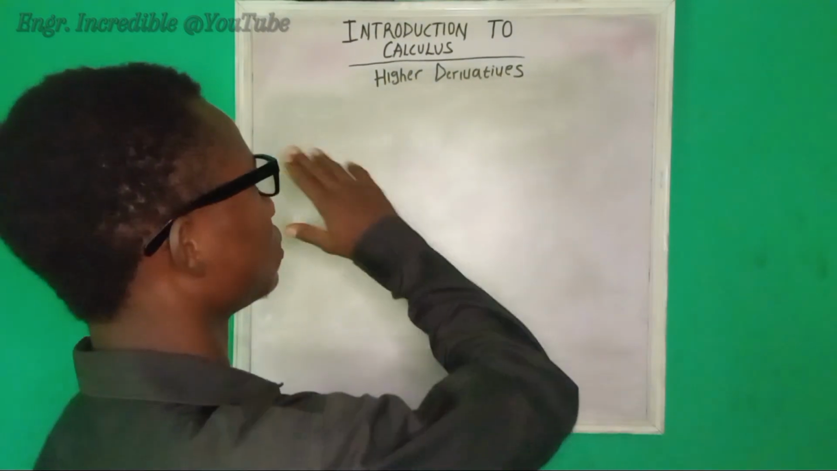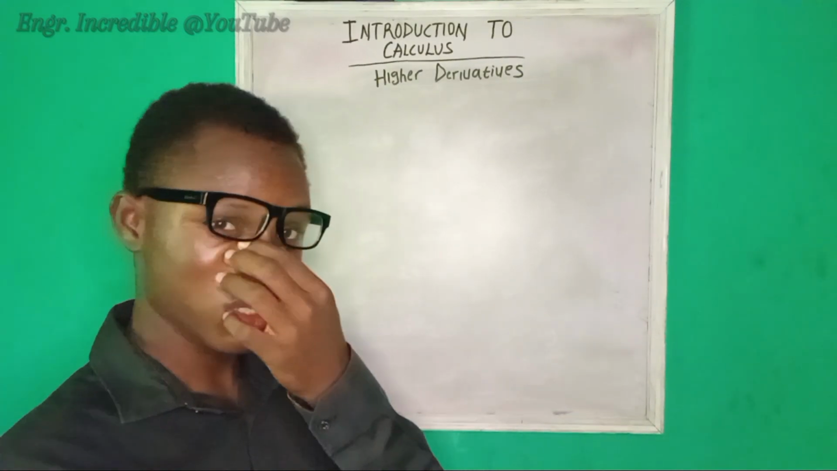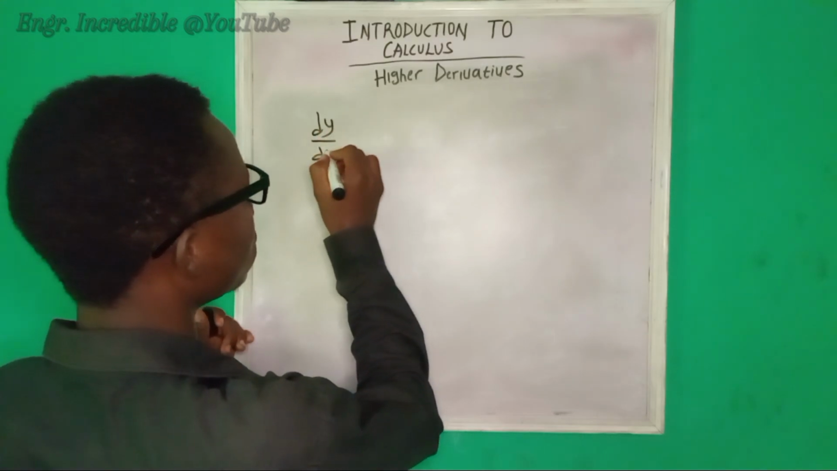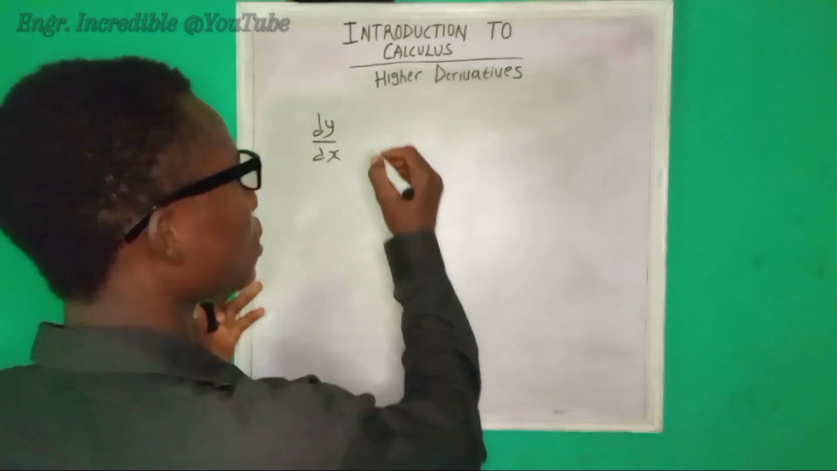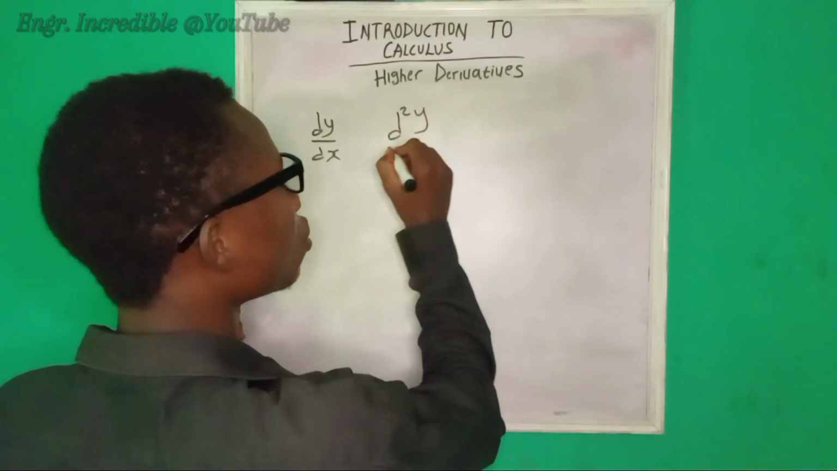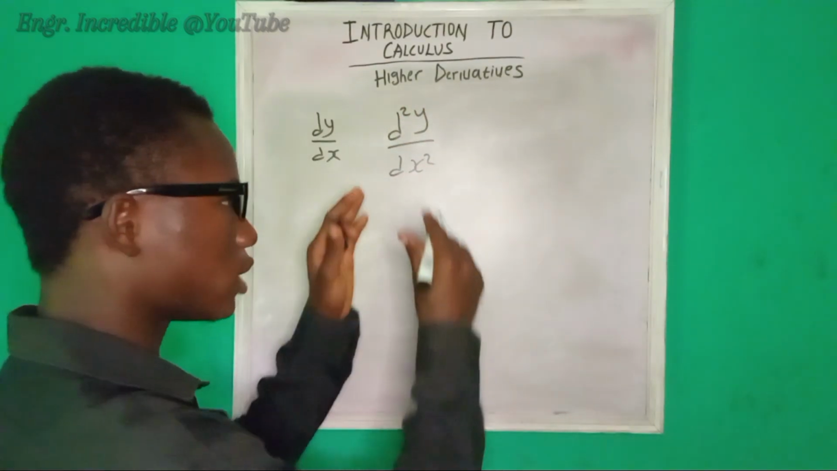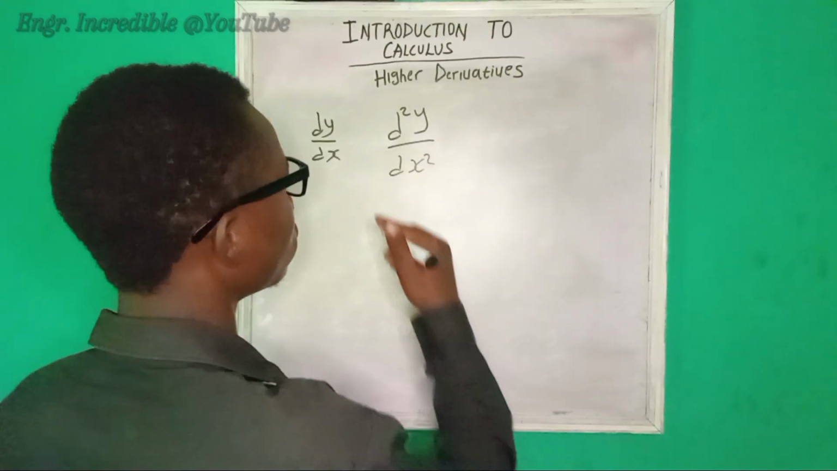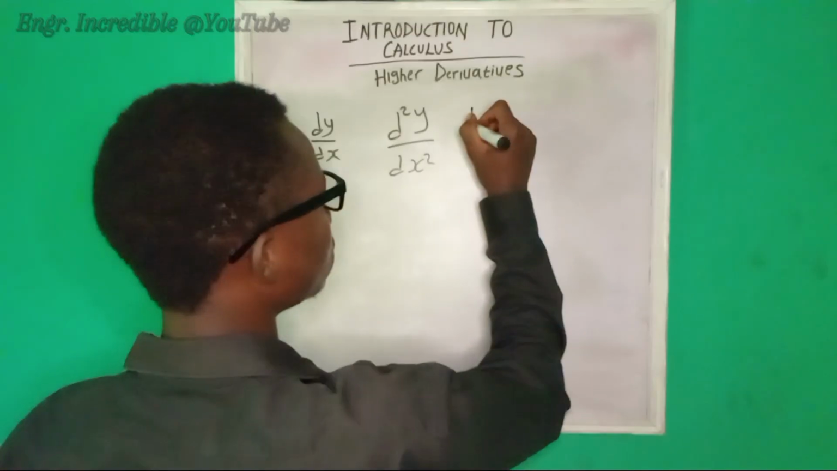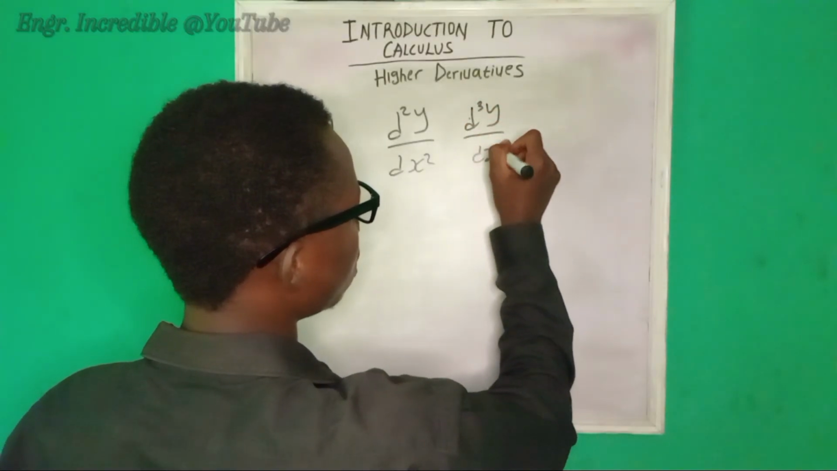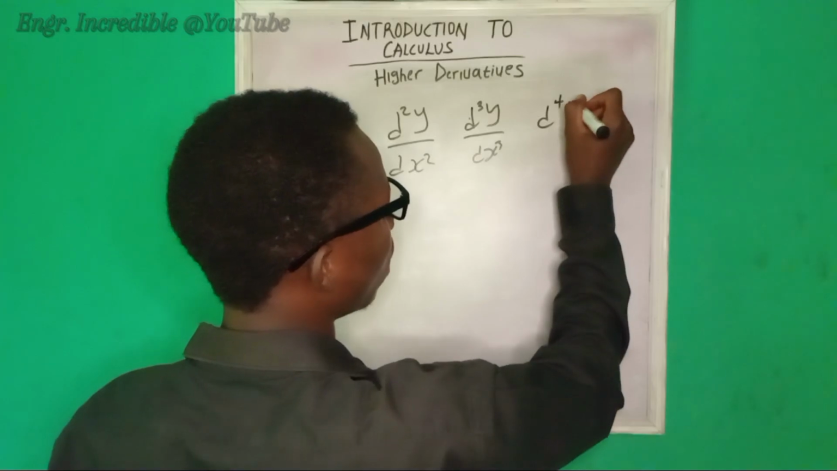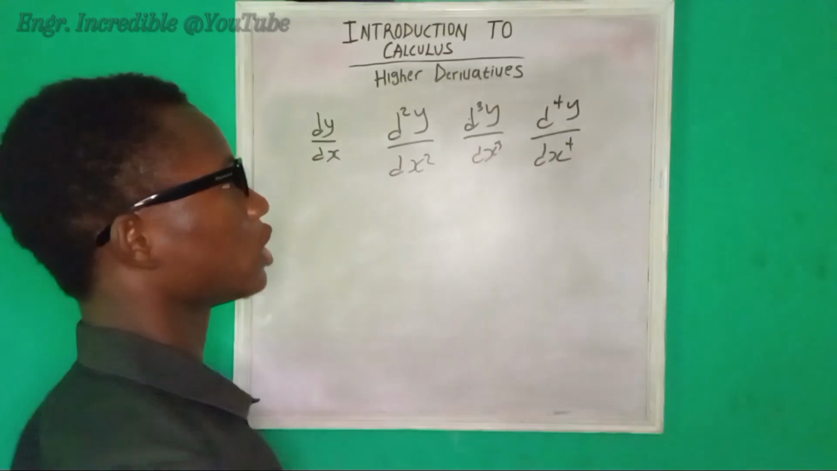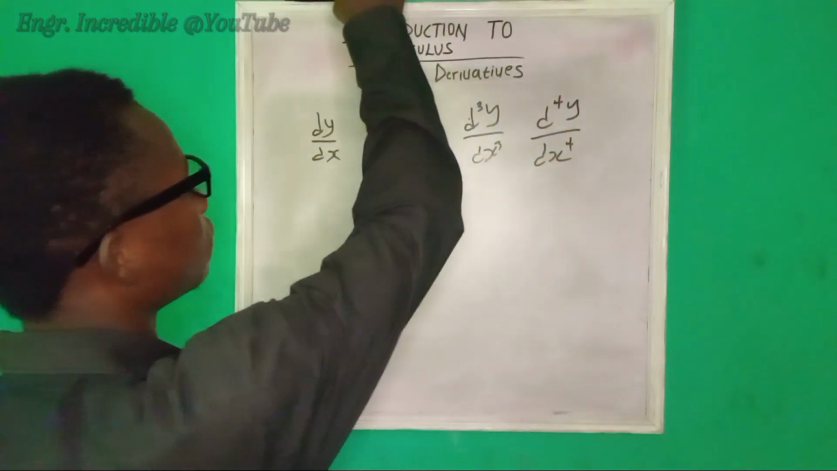Higher derivatives, as the topic says, is for example, instead of when we are dealing with dy/dx always, higher derivatives is when we have something like d²y/dx², which, as you see, is differentiating another differentiation. You can also go upwards as d³y/dx³, d⁴y/dx⁴. It can keep going on like that. So that is literally what higher derivative is all about.